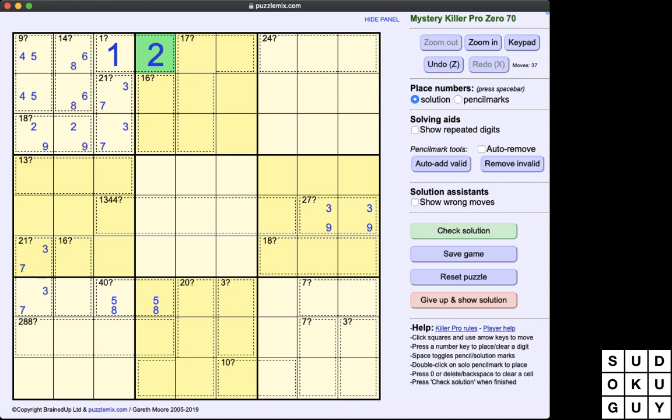Huh. Now the 16, it could be multiplied. It's too high to be division or subtraction, but it could be multiplied. I think that would have to be 2 times 8, which we can't do because there's already 2 in this column. So added, and it's 7 plus 9. We already have 9 in this row, so 7, 9, that tells us which way these go.